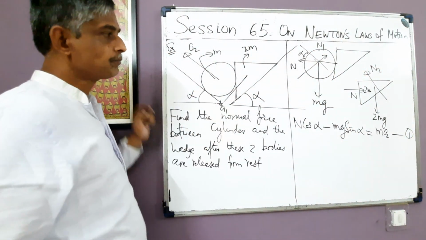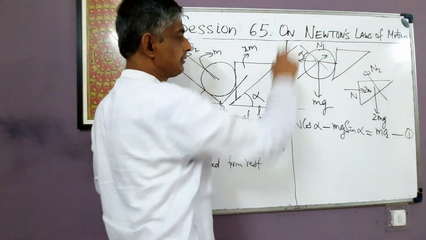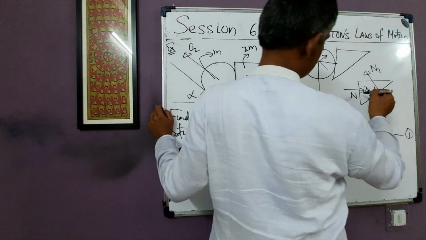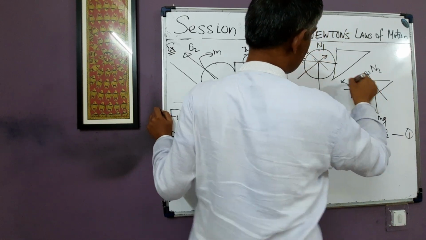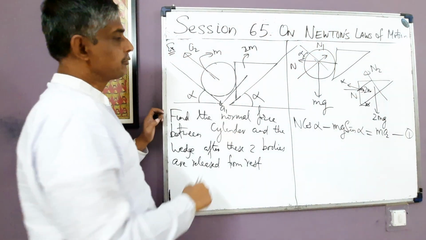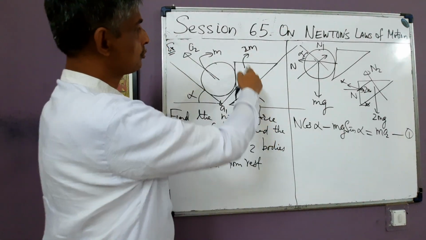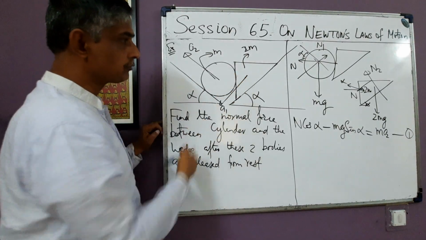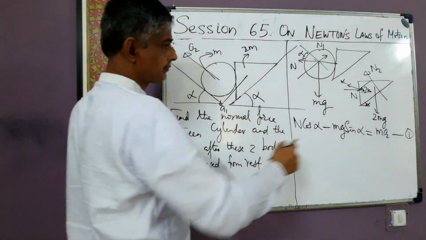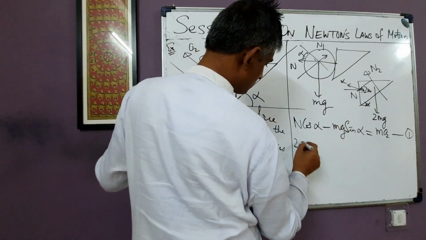Now I apply Newton's second law to the wedge with respect to the ground. Now this N is this, and this angle is alpha. If I draw a parallel, this angle also becomes alpha. So apply Newton's second law to the wedge with respect to the ground, down the incline, because I have shown it to accelerate downward. Now what will I write here? 2mg sin alpha, the component of 2mg in this direction.